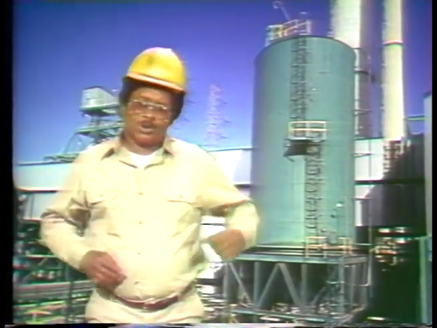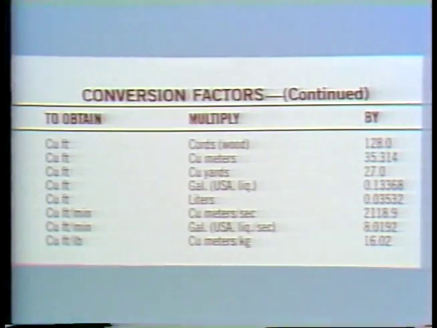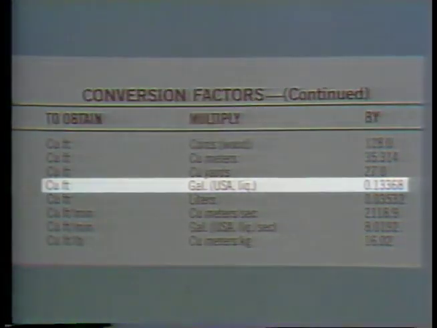For example, let's say that we know that this storage tank holds 2,000 gallons of water. Well, for whatever reason, say we need to know how many cubic feet are occupied by the 2,000 gallons of water in the tank. We could calculate the number of cubic feet by determining the dimensions of the tank and the height of the water, or we can turn to the conversion factor. If we search through the conversion factors, we find a listing for converting gallons to cubic feet.